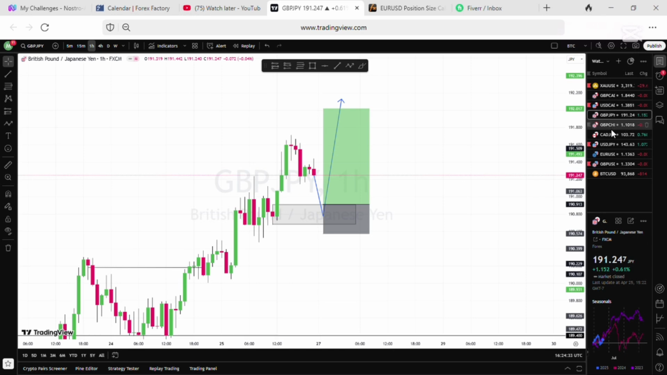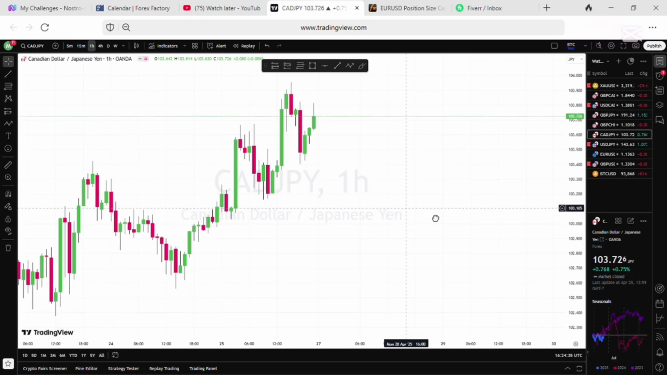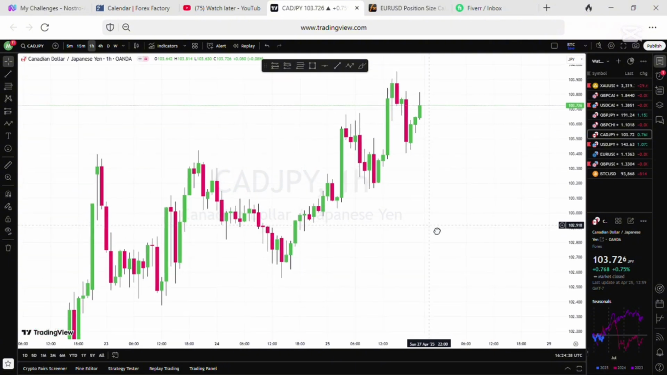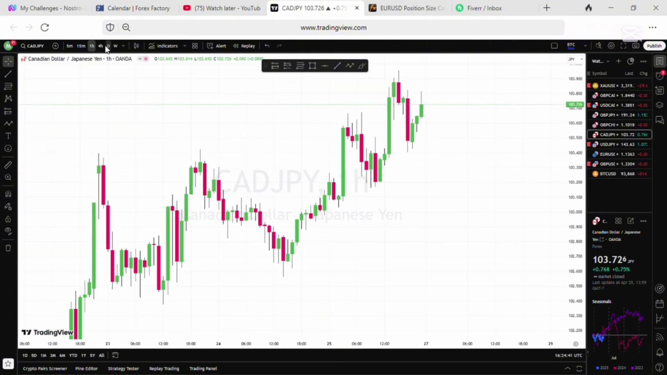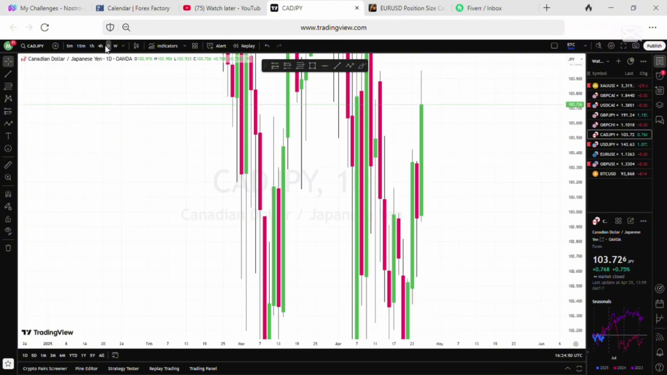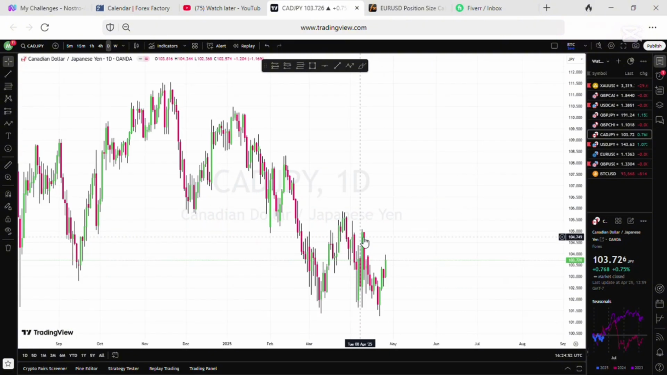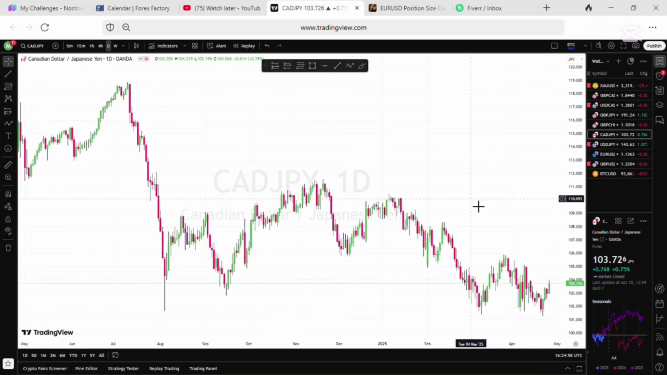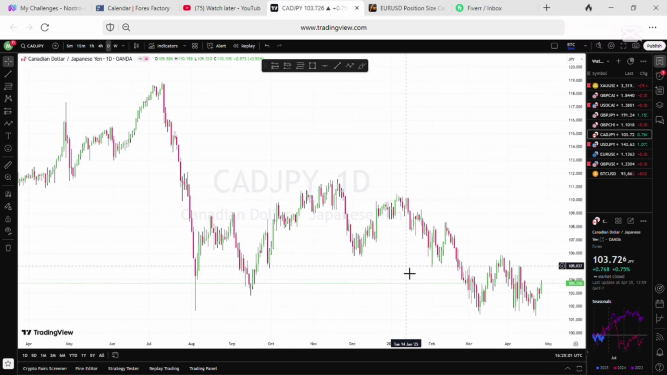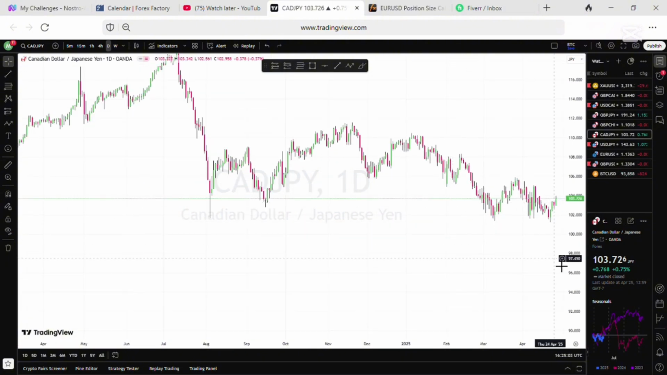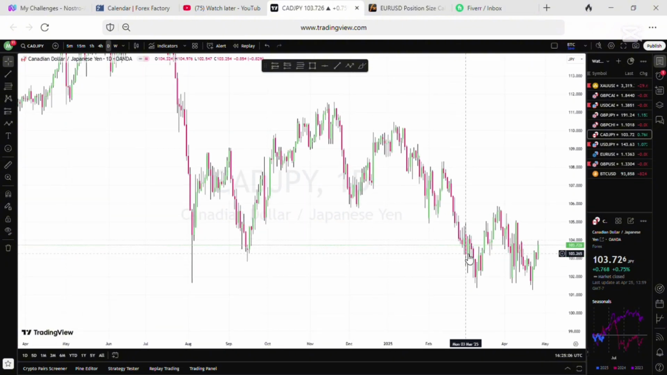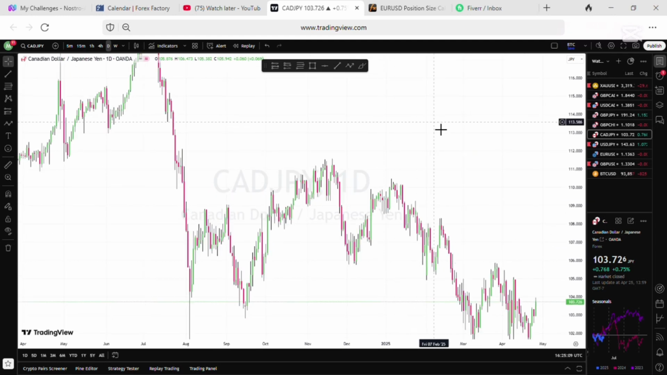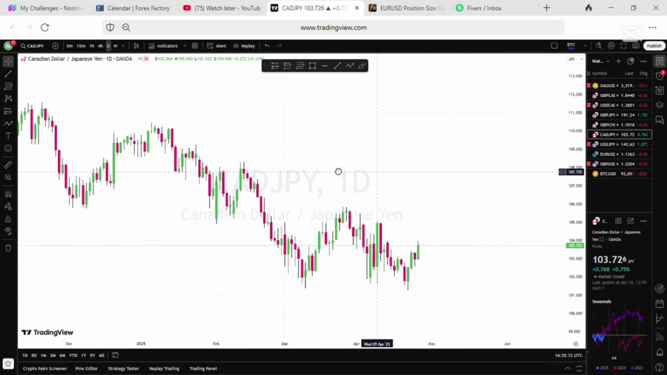Let's check CAD JPY. I recently added this CAD JPY because I feel that the Canadian dollar is doing well for itself, so I decided to add the pair to my JPY pairs and USD pairs. On the daily time frame, CAD JPY is bearish, according to what I'm seeing on the chart. It's bearish because it has been breaking the previous lows.